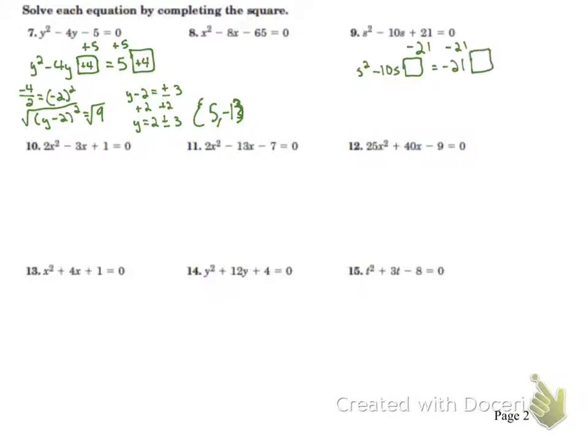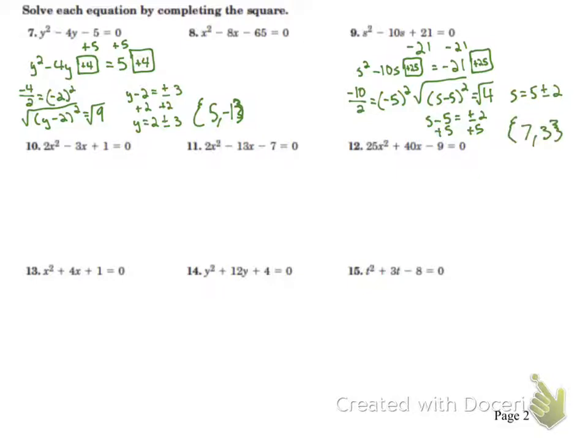Number 9, I will subtract 21. I get s squared minus 10s box equals negative 21 box. I'll then do negative 10 divided by 2, which gives me negative 5. Negative 5 squared gives me 25. Alright, I'll simplify that to s minus 5 squared equals 4. Then take the square root of both sides. S minus 5 equals plus or minus 2. Add 5. I get s equals 5 plus or minus 2. So my answer will be 7 and 3.